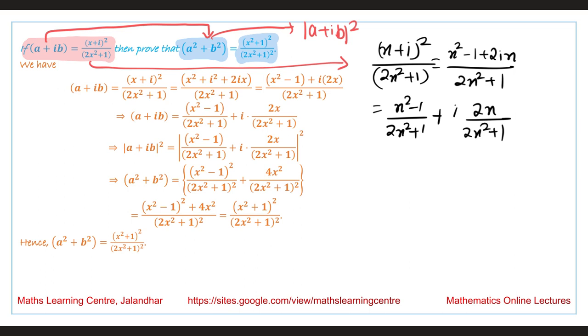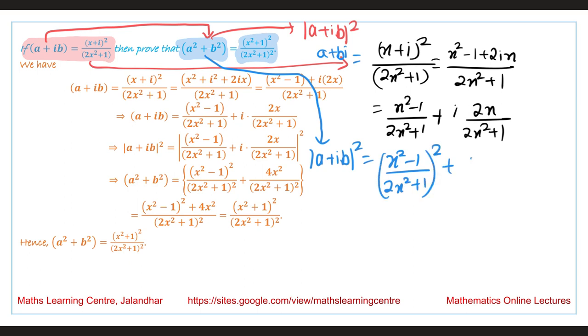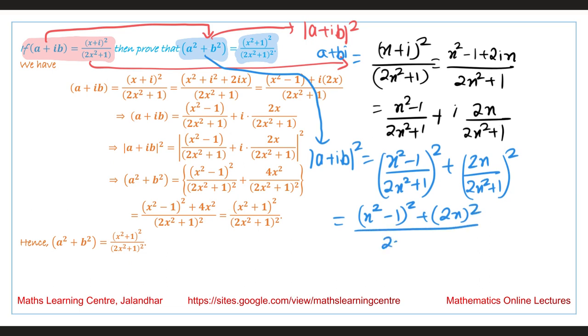So if we take the mod for both these values, where a plus iota b is equal to this, the mod of a plus iota b square is basically a square plus b square. So the answer we are getting is ((x square minus 1) over (2x square plus 1)) whole square plus (2x over (2x square plus 1)) whole square. So it is equal to ((x raised to the power 2 minus 1) whole square plus 2x square) divided by (2x square plus 1) whole square.